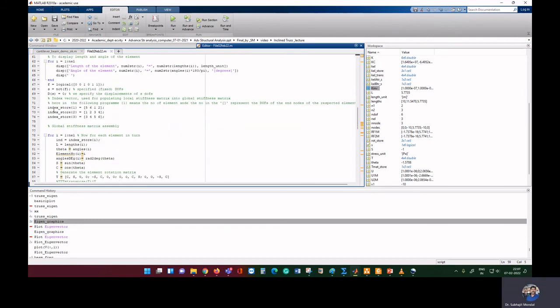Now here we have given some index: 1, 5, 6, 1, 2. That is basically the index of your degree of freedom of the element. Okay, element 1. Index for element 1: 1, 5, 6, 1, 2. Element 2: 1, 2, 3, 4, 3, 5, 3, 4, 5, 6. This is basically the degree of freedom corresponding to the element number.